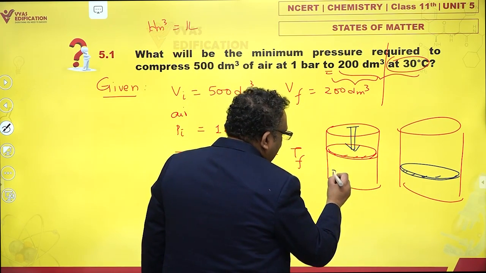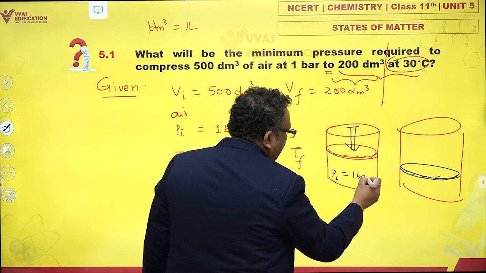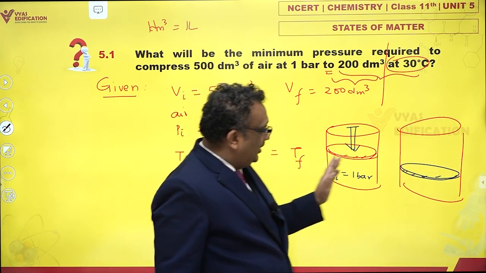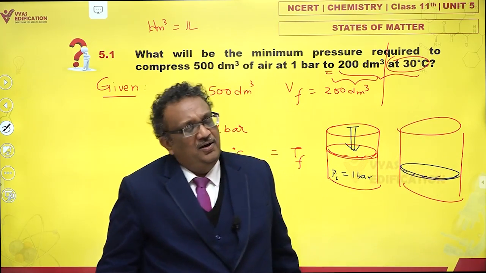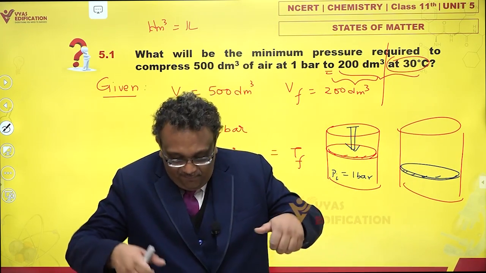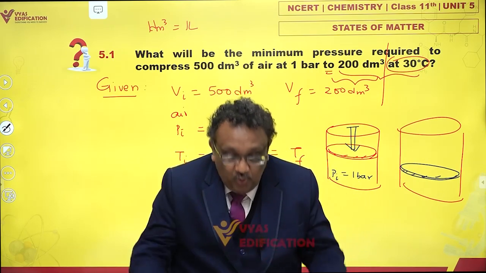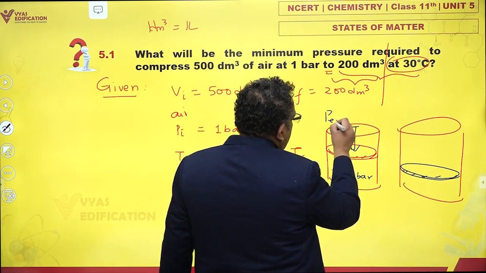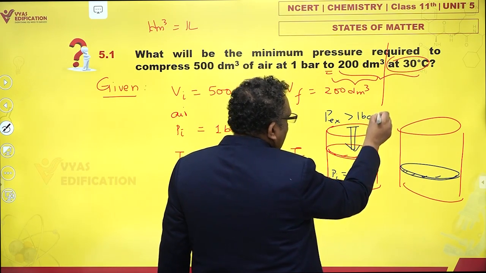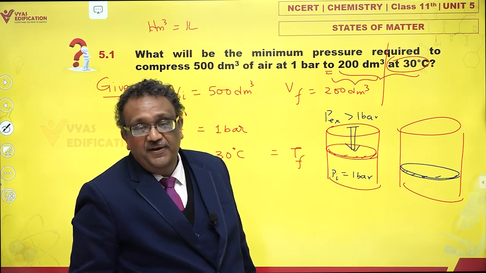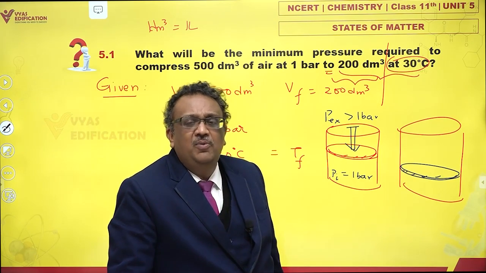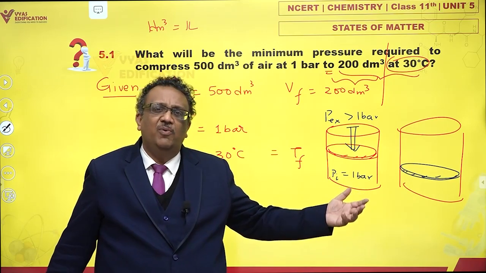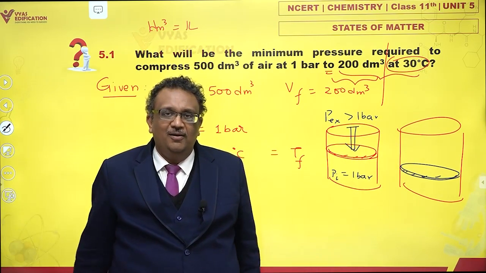Now, initially, pressure is 1 bar. I have been given that initially pressure is 1 bar. So, when you are compressing, it is very obvious that if you are pressing something, the outer pressure has to be more. So, that means P external should be more than 1 bar, right? Then only you are compressing it. Fine. How much more? Is it 10 bar, 100 bar, 1000 bar, million, trillion, quadrillion bar?